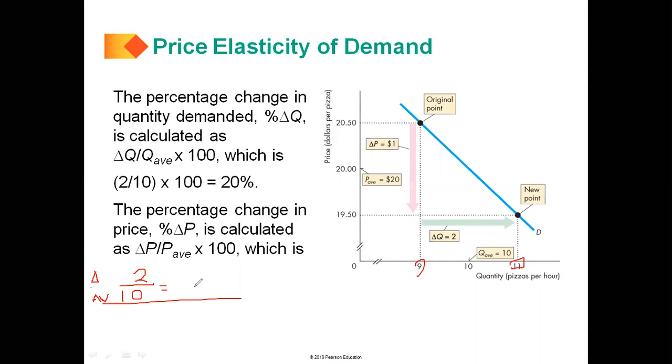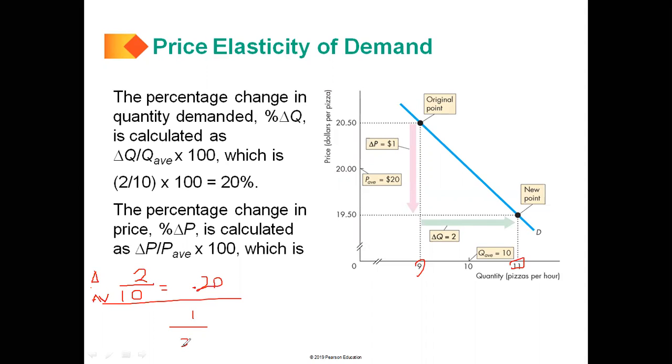All right, well, this is 0.2, is it not? 2 over 10. And you could say 20% if you want to do that. That's fine. They like to use percentages. And then that is the numerator. Remember, the numerator is percentage change in quantity demanded. The denominator is percentage change in price. So we actually have a fraction where the numerator is a fraction and the denominator is a fraction. So change in price was 1 and the average was 20.